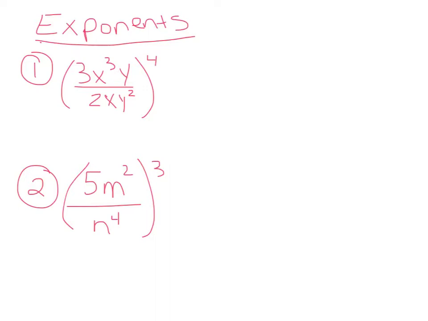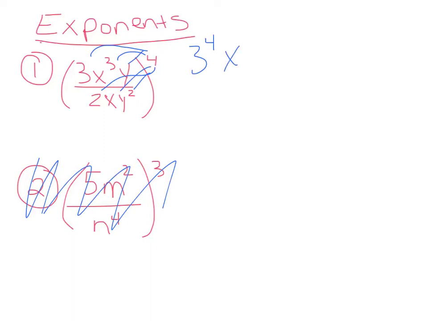Alright, so we're going to try one. I'm actually going to cross this next one off. But number 1, we're going to distribute that 4 to every single thing. So it's going to go 3 to the 4th, x to the, since there is an exponent, to the 12th, y to the 4th. Make sure when you're doing a number, you're not taking 3 times 4, it's actually to the 4th. Okay, on the bottom, same thing, 2 to the 4th, not 2 times 4. Then you have x to the 4th, and y to the 2 times 4 is 8.